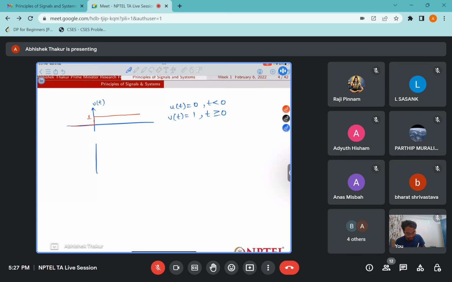Now our e(t), e to the power minus t, is given like this. Next is e to the power minus t into u(t), with u(t) our unit step function. You must have studied this in the week 1 lecture. I am just teaching something extra apart from the NPTEL lectures. And this is our exponentially decaying function.